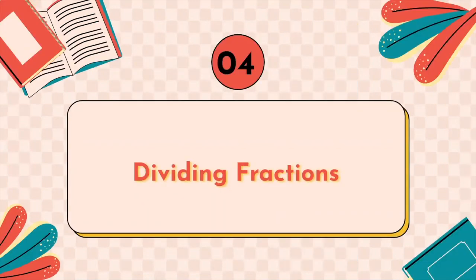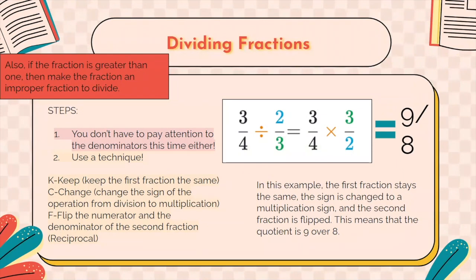Dividing fractions. To divide fractions, we don't need to pay attention to the denominators. We use a technique called KCF. K stands for keep, which means we keep the first fraction the same. C stands for change, so we change the sign of the operation from division to multiplication. F stands for flip. We flip the numerator and the denominator of the second fraction, so we find the reciprocal.